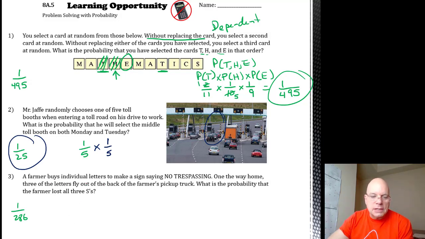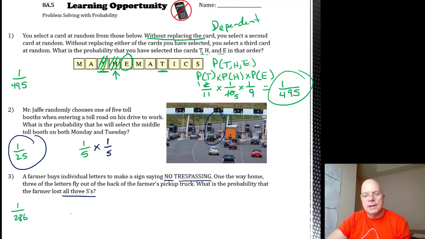A farmer buys individual letters. These are actually available. If you're ever in Lowe's or Home Depot, you'll see that there are individual letters available to make signs. So a farmer buys individual letters to make a sign saying no trespassing. So he needs an N, an O, a T, an R, an E, an S. Actually, a lot of S's, right? There's 3 S's, a couple N's. Okay, on the way home, 3 of the letters fly out of the back of the farmer's pickup. 3 letters at once fly out of the back of the pickup. What is the probability that he lost all 3 S's?